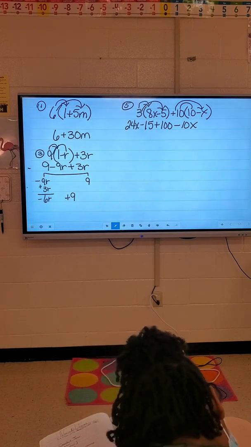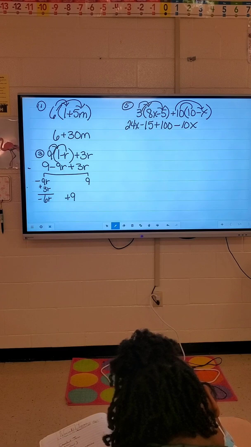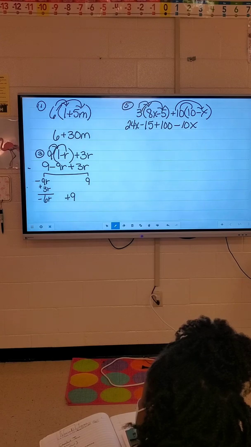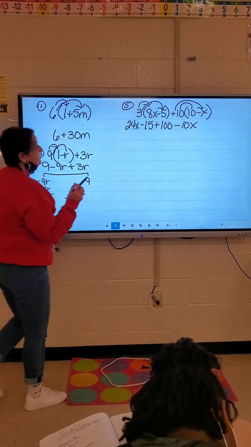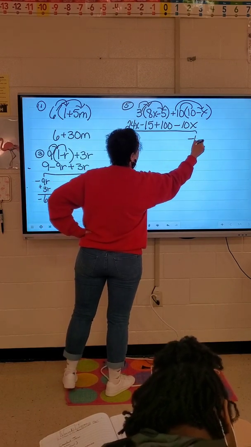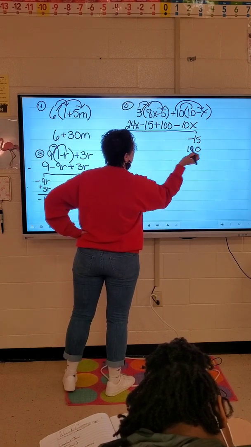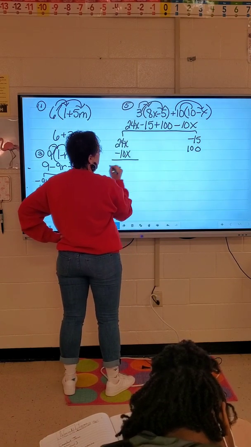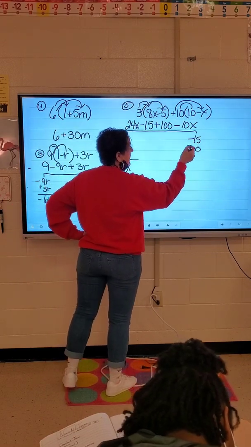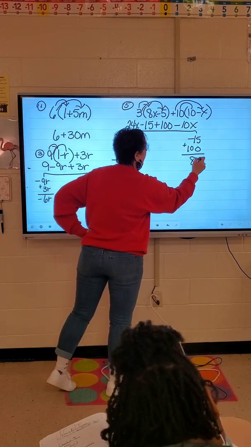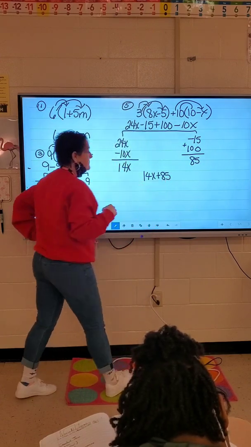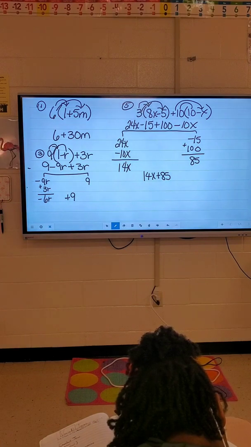Is everybody with me on that? Anybody have a question about where we are right now? All I did was my distributive property, okay? Now we're going to combine our like terms. So I've got a 24x, a minus 15, a 100, and a minus 10x. 24x minus 10x is 14x. Negative 15 plus 100 is 85. So my expression is 14x plus 85. My simplified expression.